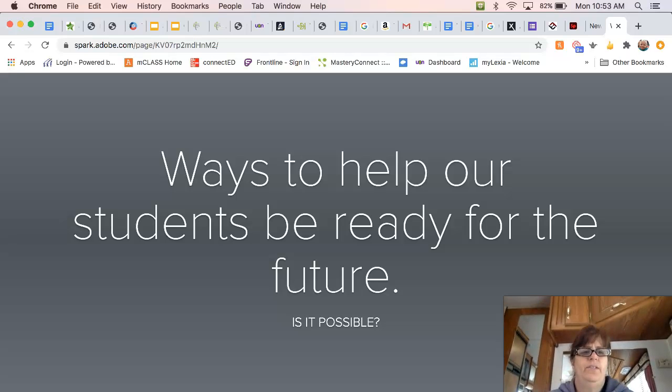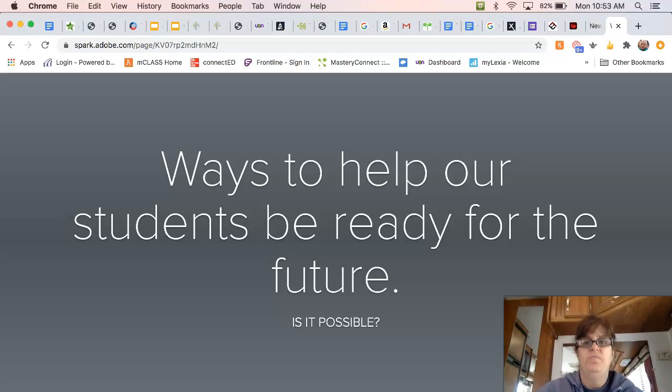Hi guys, so this week I really wanted to do this Adobe Spark because I saw somebody do one where it's rolling down like this, so I wanted to do that. But I see we're supposed to do a Screencast-O-Matic, so here's the best of both worlds for me. I'm just going to go over my Adobe Spark.